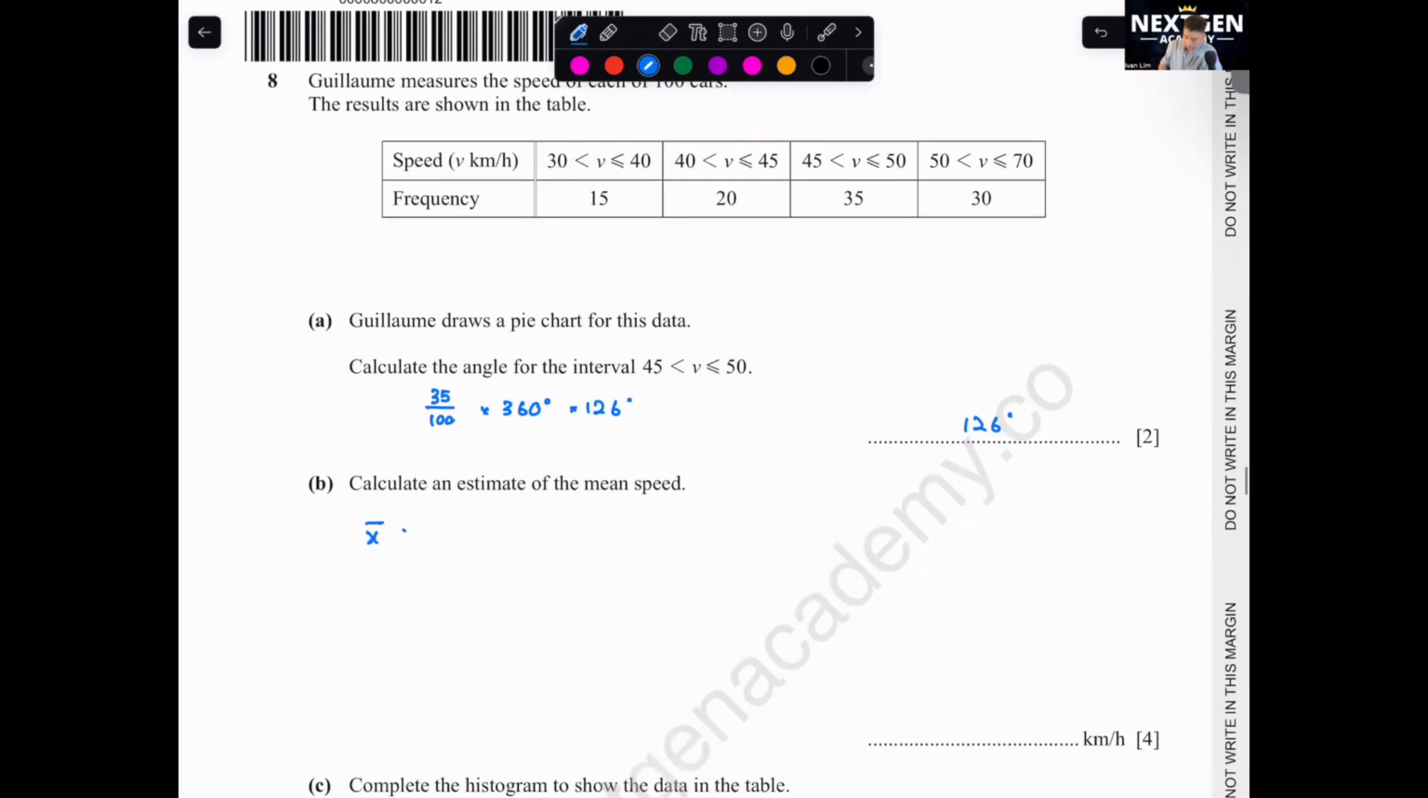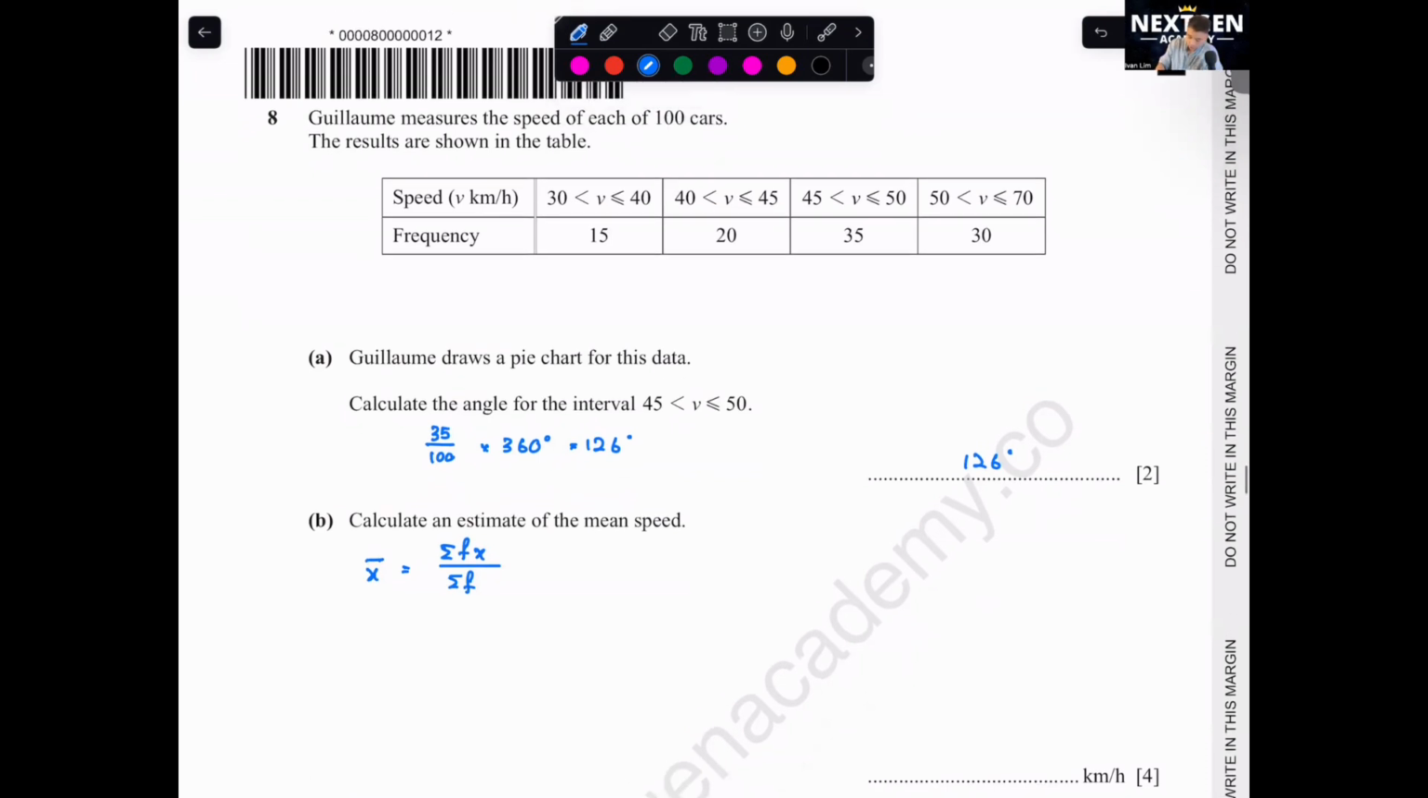So the formula for mean is sum of fx over sum of f. First thing, we need to find the x value first. So I want you all to label on top. X will be the midpoint of all of this, where you take this plus this divided by 2. So here will be 35, 42.5, 47.5, and here will be 60.